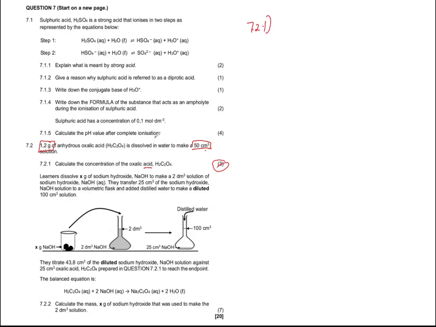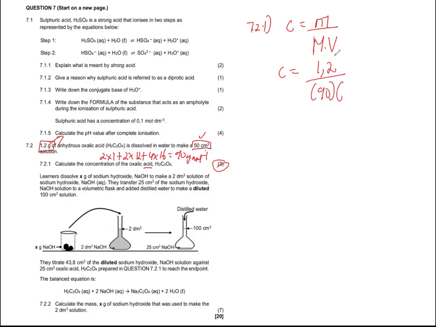We do know that the formula to calculate concentration, if we are given the mass and the volume, is this one. C is equal to small m over big M multiplied by the volume. So concentration is what we are trying to calculate. Mass is 1.2. The molar mass of this is 2 multiplied by 1 plus 2 multiplied by 12 plus 4 multiplied by 16. All in all, that gives us 90 grams per mole. So we put 90 here.